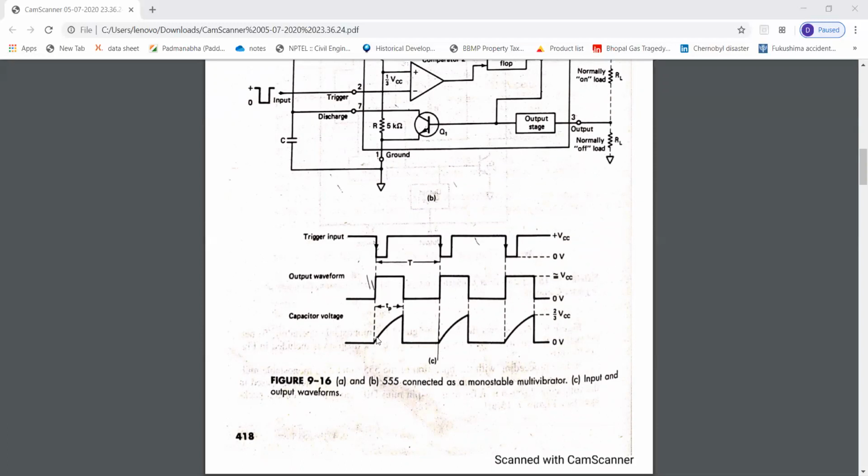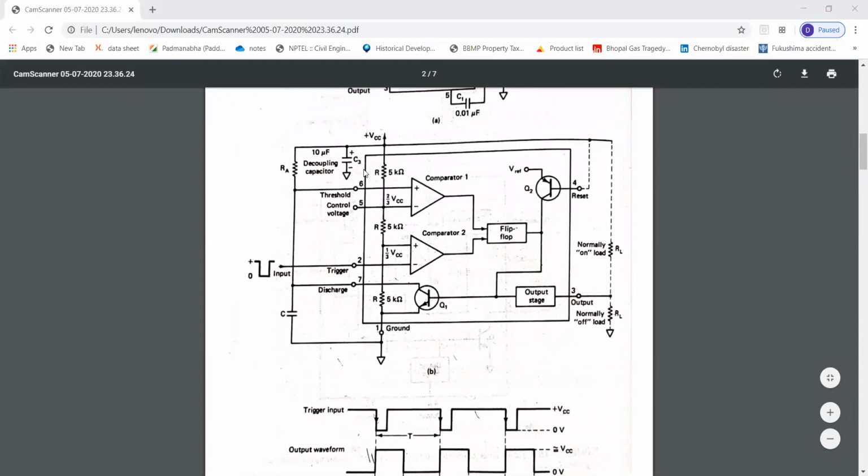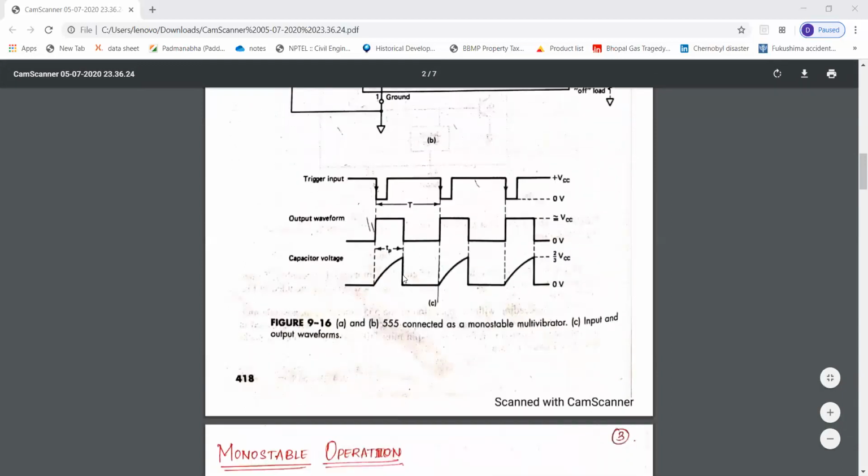Whenever the output is 1, the capacitor charges. You can see here the output waveform. For the positive cycle of the output, the capacitor is charging, and whenever the output becomes low, the capacitor discharges rapidly in this path. While charging, it gradually charges. The maximum value to which the capacitor will charge is 2 by 3 VCC, and this is the trigger input that we are applying. T is the time period, T off plus T on.